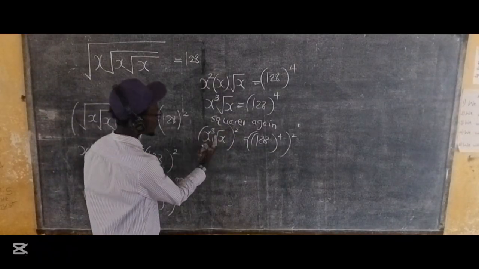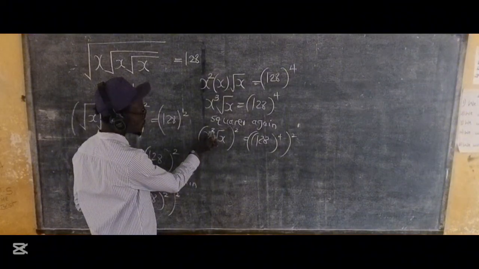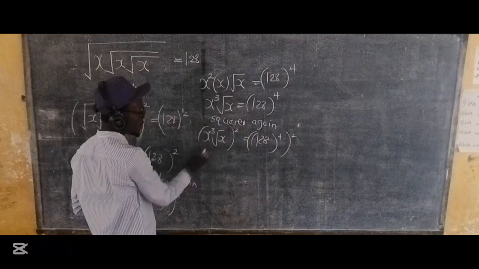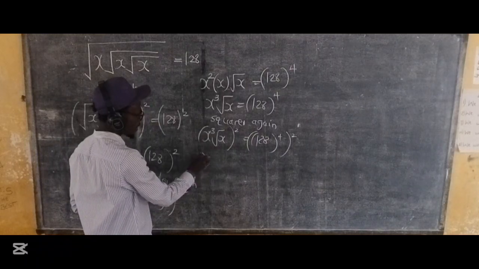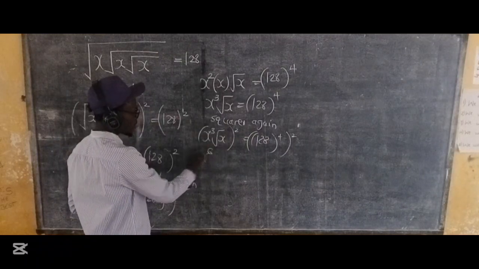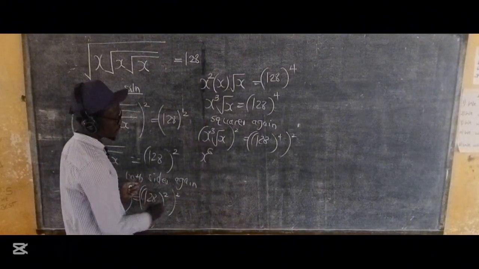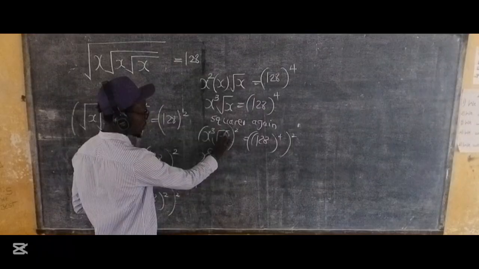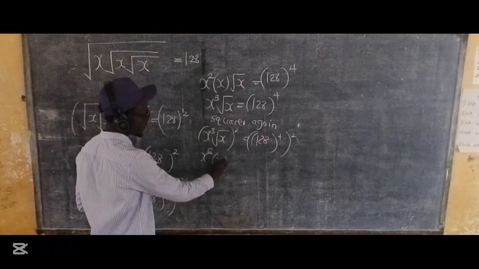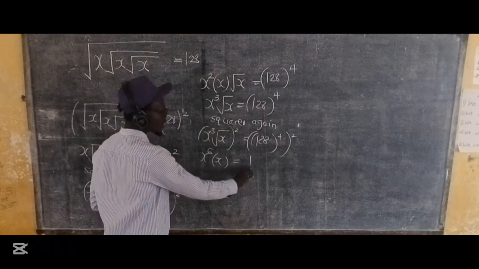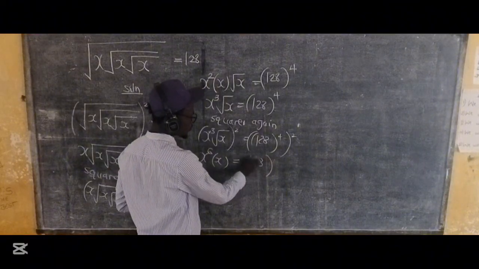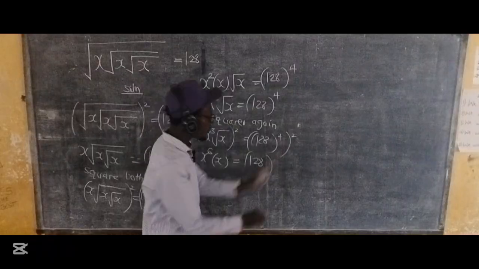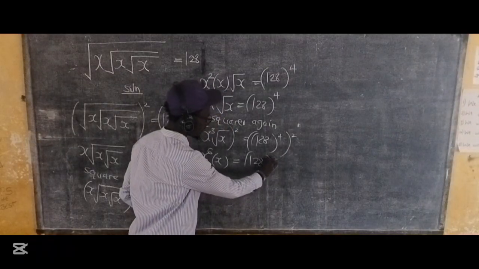But remember, this square is affecting this x raised to the power 3, meaning this becomes x raised to the power 6. Then this square has cancelled this square root, so what remains here is x. This equals 128 raised to the power, by the law of indices, this is a power, this is another power, we multiply the two powers, giving you 8.